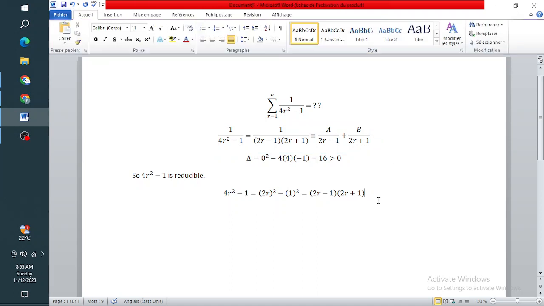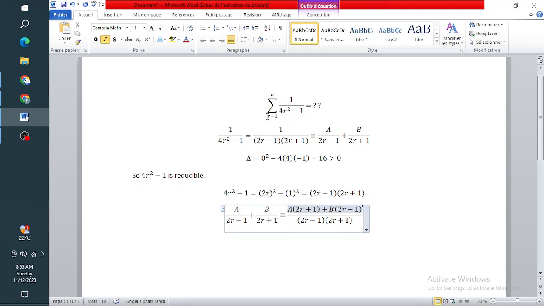When you have something like this, the very first thing to do is look for the LCM. The LCM is simply (2r minus 1) times (2r plus 1). When you take (2r minus 1) times (2r plus 1) and divide it by (2r minus 1), you are left with (2r plus 1). You multiply with A, you have this, and you divide and multiply with B, you have this.